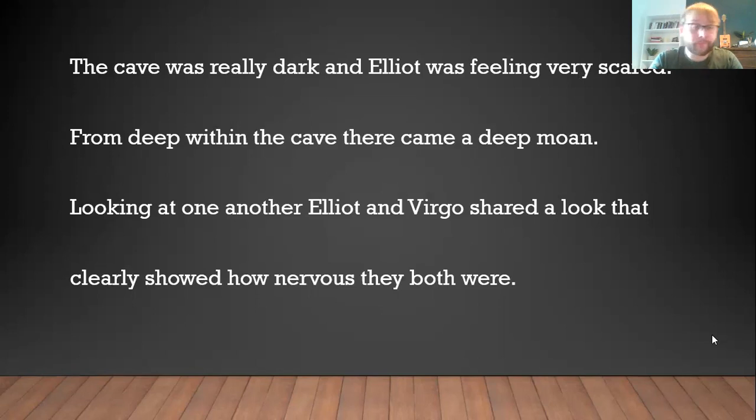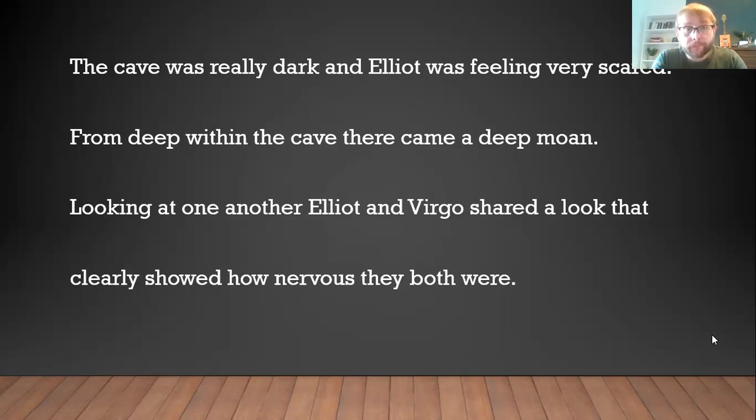Have you got it? Yeah. There's a front adverbial. From deep within the cave, comma, there came a deep moan. Because it could go the other way around: there came a deep moan from deep within the cave. So we need the comma because it's a subordinate clause. Other than that, though, it's fine. Fine being the key word. We'll talk about that word in a moment.